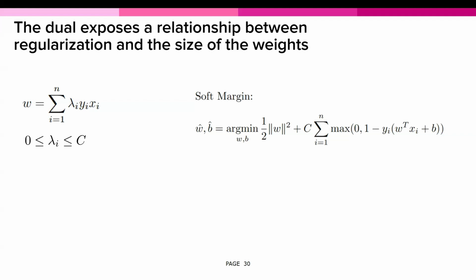So we can see now a direct relationship between the size of the weights and the width of the margin. Conversely, a smaller value of C would constrain lambda to smaller values, and so the parameter vector would tend to be smaller. From the primal perspective, we'd be placing a smaller penalization on misclassification errors, and so we'd be encouraging a larger margin, which could lead to better generalization on unseen data.